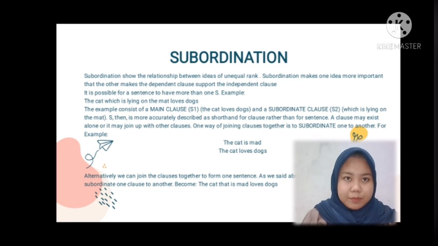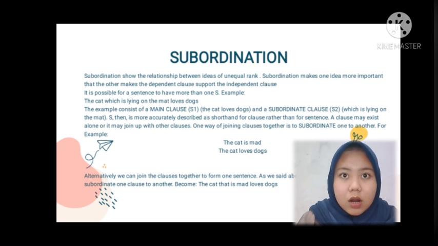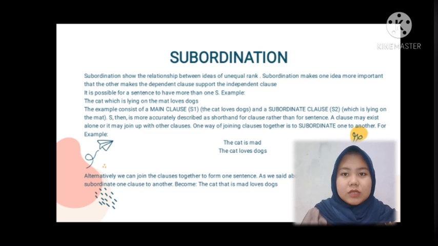An example: the cat which is lying on the mat loves dogs. The example consists of a main clause, the cat loves dogs, and a subordinate clause, which is lying on the mat. Then, "sentence" is more accurately described as a shorthand for clause rather than for sentence. A clause may exist alone or it may join up with other clauses. One way of joining clauses together is to subordinate one to the other.